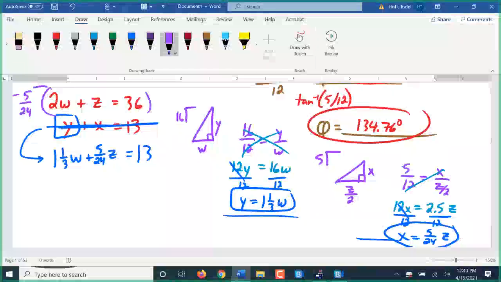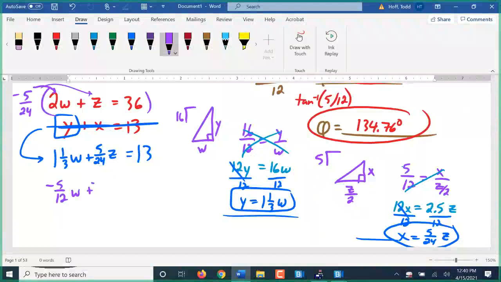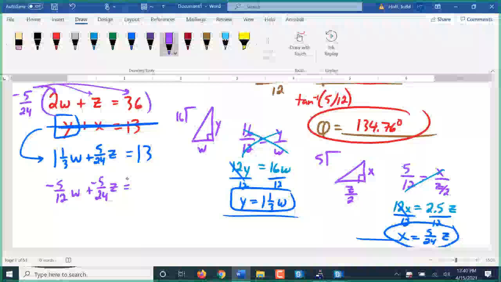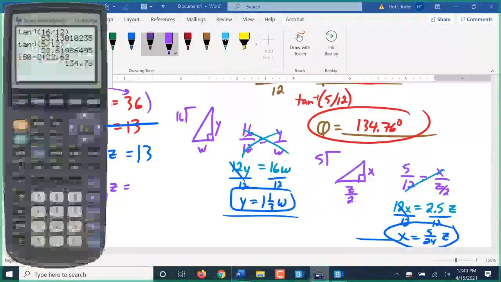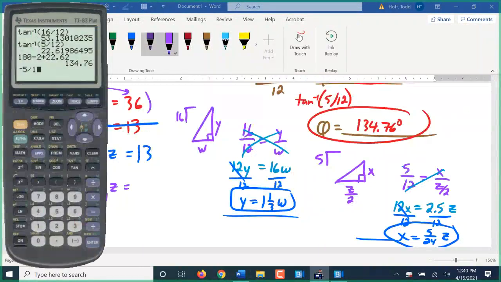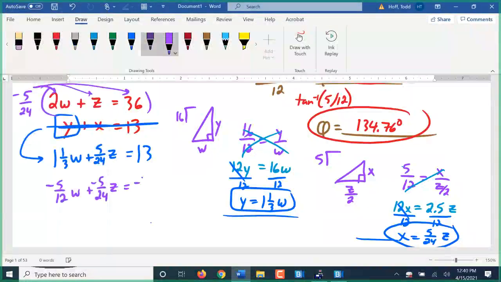Negative 5/24 times 2W, that's negative 5/12 W. Negative 5/24 times Z is a negative 5/24 Z. And negative 5/24 times 36 is what? Negative 7.7, I believe. It is negative 7.5. So now I'm going to go ahead and add these 2 equations. I'm doing that addition or elimination method.